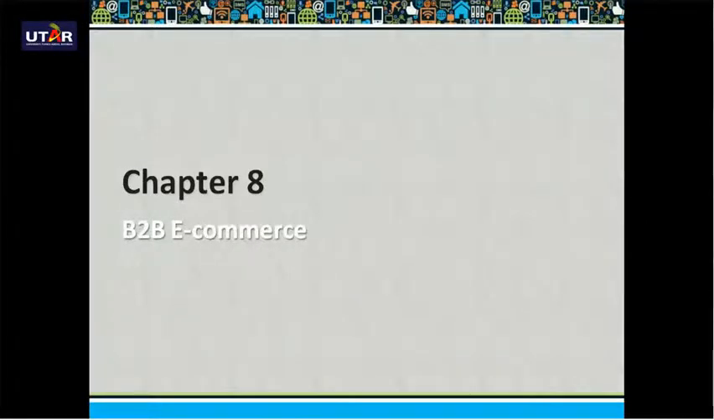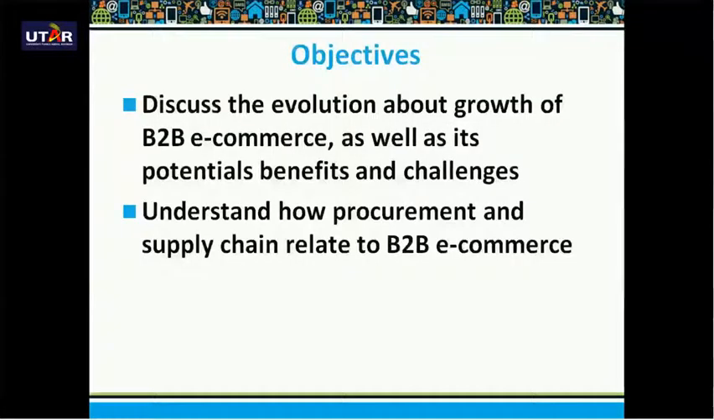Today we are going to learn the chapter on B2B E-commerce. There are two objectives we have to go through today. First, to discuss the evolution and growth of B2B E-commerce as well as its potential benefits and challenges. Second, to understand how procurement and supply chain relate to B2B E-commerce.